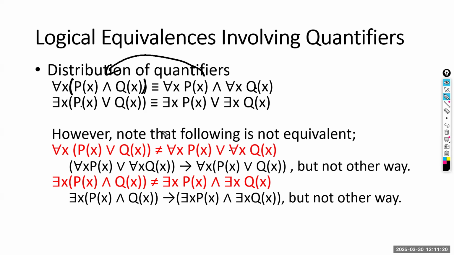But these are not equivalent. If you use universal with or, for all x, p(x) or q(x) doesn't mean for all x p(x) or for all x q(x). There's no such connection. And for existential, it is not going to work for and. There exists x, p(x) and q(x) doesn't mean there exists x p(x) and there exists x q(x). So this doesn't imply this. Sometimes you get fooled thinking that this implies this, but you must know that there's no such thing.